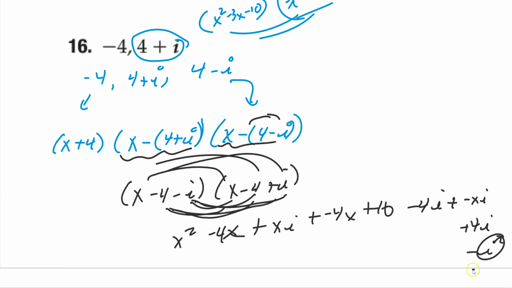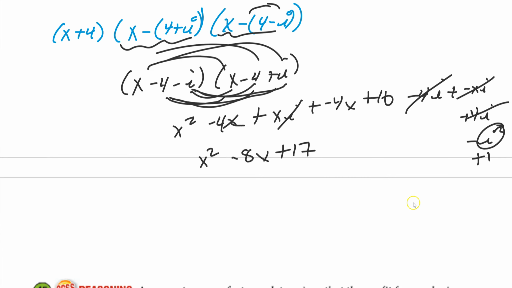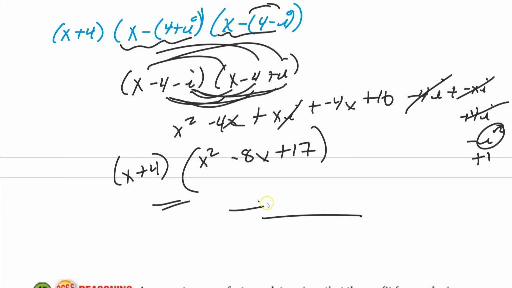i squared is a negative 1, so this becomes a positive 1. And they just add up like terms. Negative 4x and negative 4x, so I get x squared minus 8x. The i's should cancel out, and those two also. And I get 16 plus 1, 17. So it turns out to be that. It looks a little messy, but once you actually do it, stuff kind of cancels out for you. And then don't forget to multiply this by that part, and I'll leave that part for you guys to multiply out. But that's how you do i's.